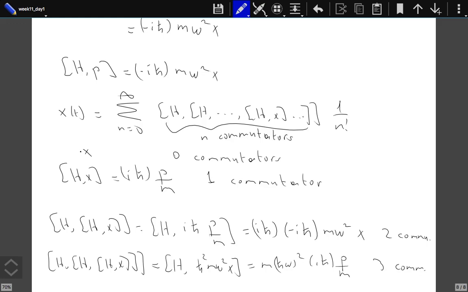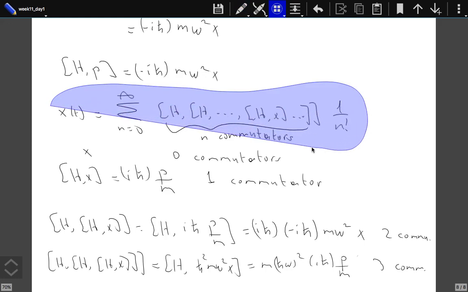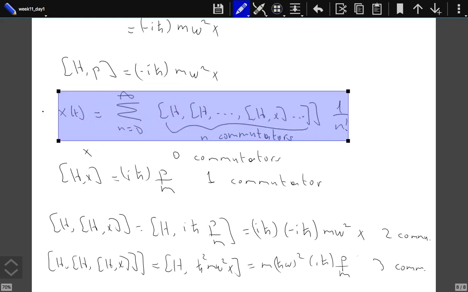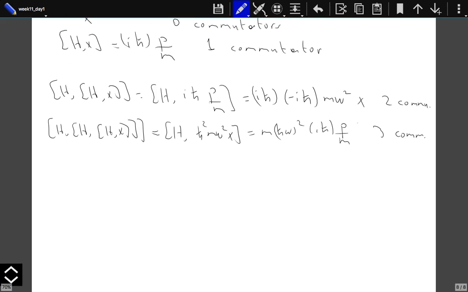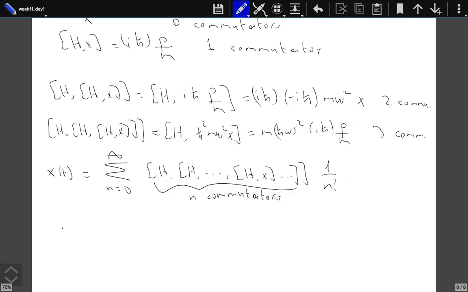You see, 0 commutators, I start with x. If I take its commutator with h, I obtain p. If I take one more additional commutator, I obtain x. One additional commutator, I obtain p. And as I take more and more commutators, it just alternates between x and p. So in this expression, let me divide the odd terms and the even terms.